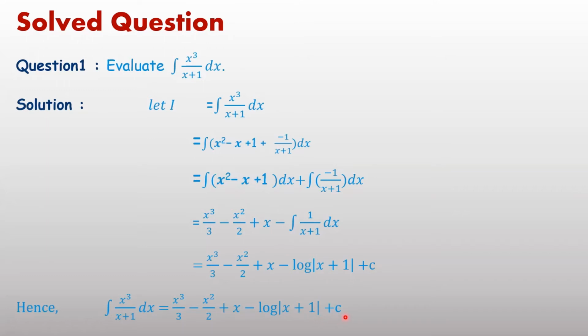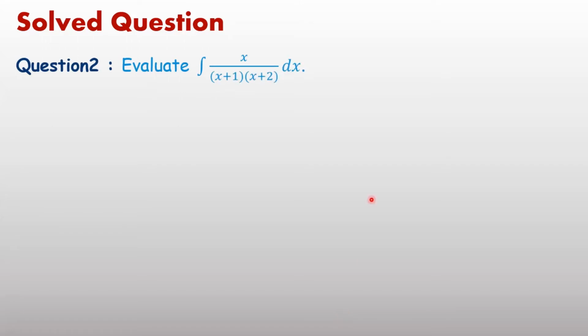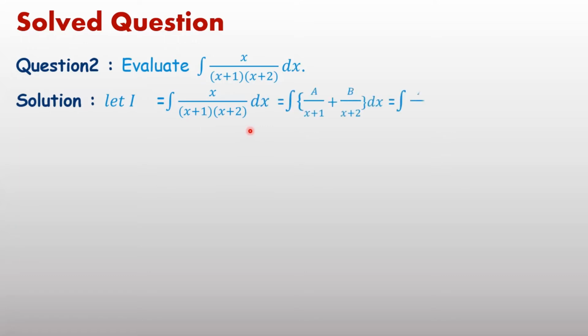Now, the second situation: integration of a proper rational function. First case, integration of x upon (x + 1)(x + 2). Already in the table we have discussed, if any question is given as f(x) upon (x + a)(x + b) or (x - a)(x - b), then we can write this, for partial fractions, as a upon x + 1 plus b upon x + 2. Or separately we can write the integral of [a upon x + 1 plus b upon x + 2] dx.